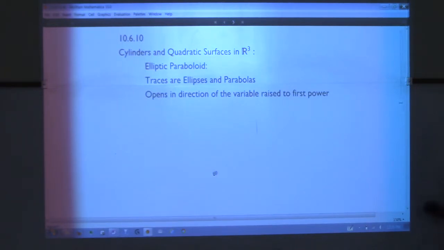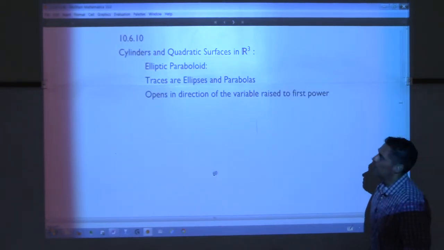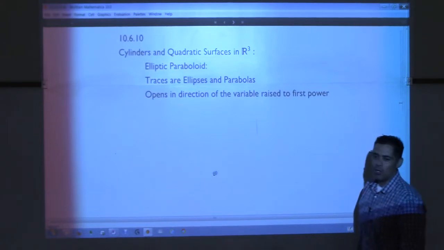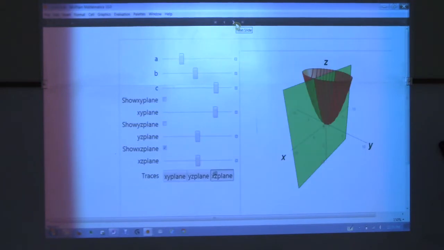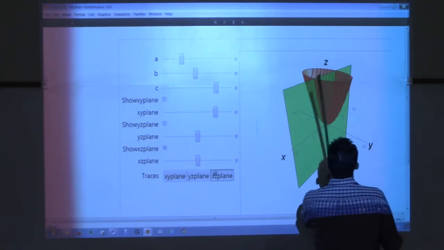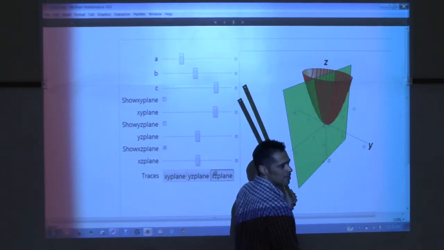All right, let's move on to the next one. Elliptic paraboloid. Whoa. It opens in the direction of the variable raised to the first power. Traces are ellipses and parabolas. So when you cut it certain ways, you get ellipses. Cut it other ways, you're getting parabolas. What the heck does that look like? Oh, it looks like that. Looks like a bowl. So look, do you see these cuts? All those are parabolas, aren't they?